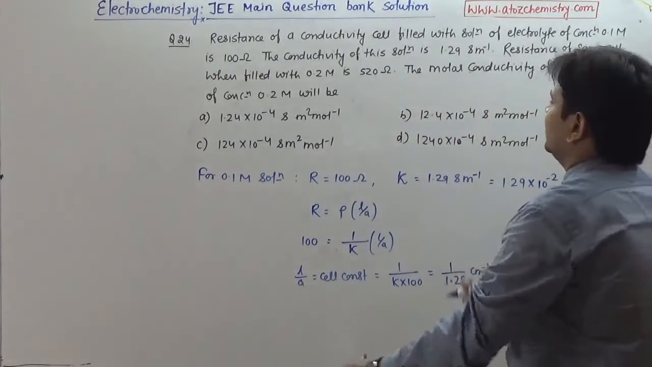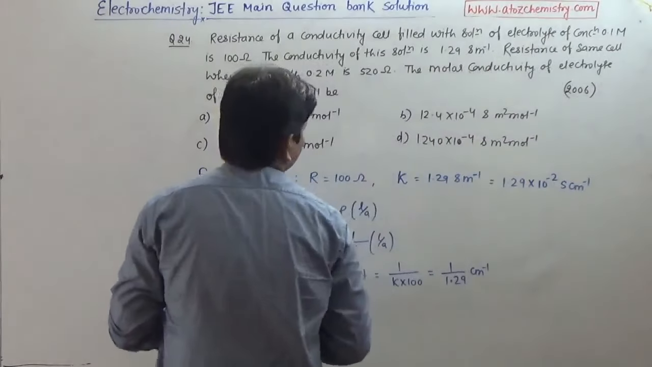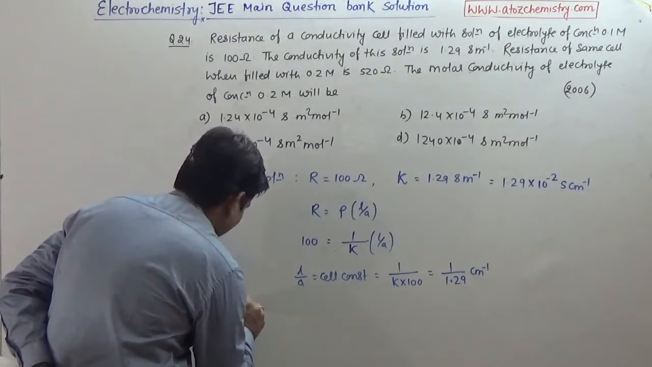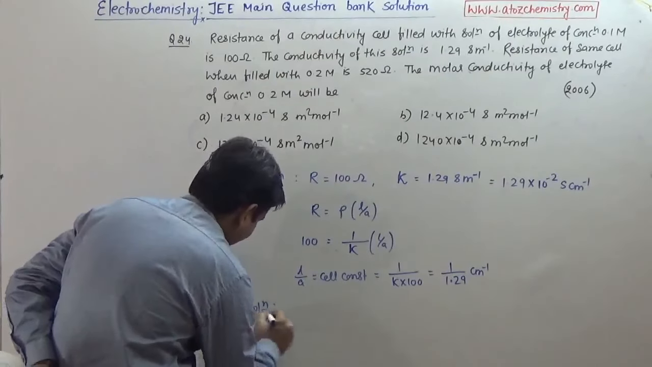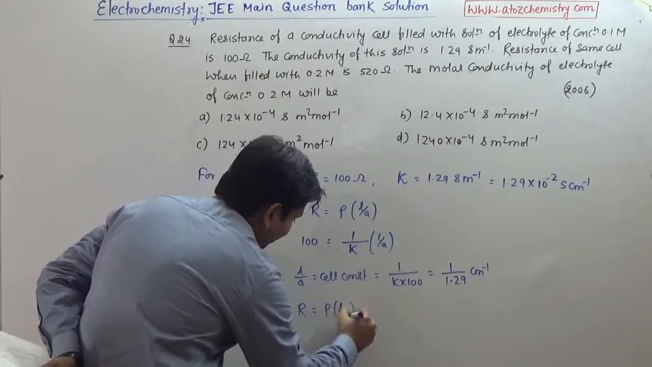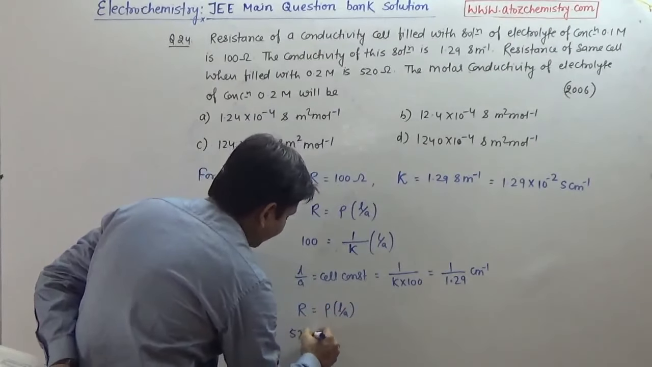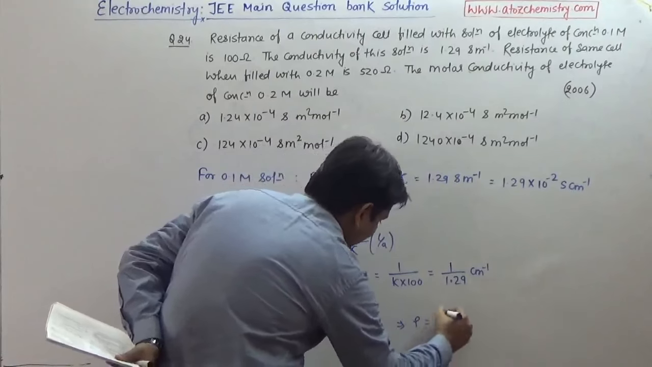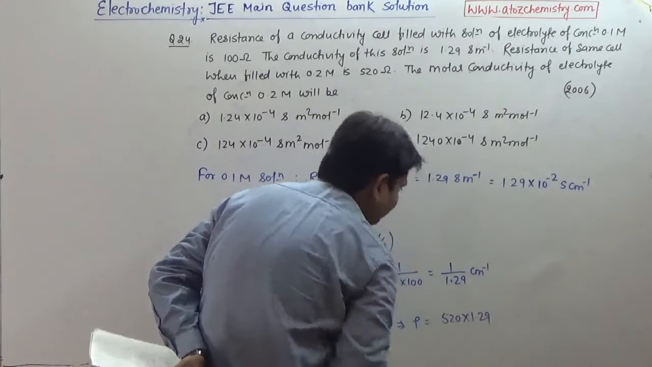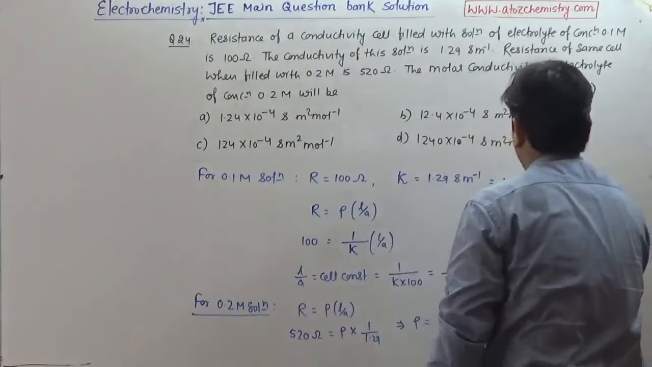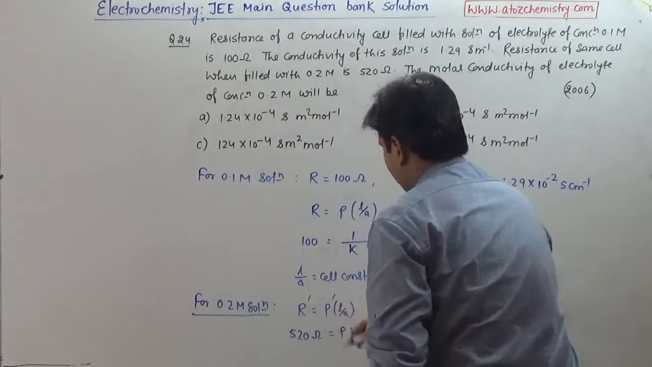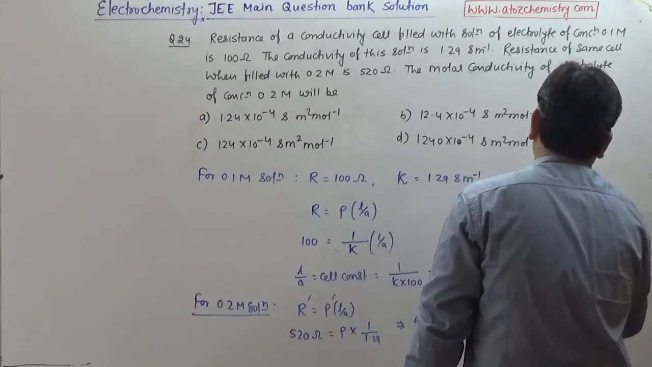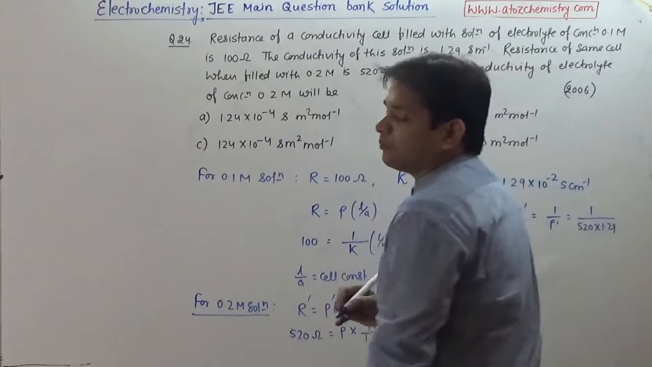Now we have to calculate for the 0.2 M solution. Again R is equal to rho L by A. Now L by A will be the same because the cell is the same, R is 520 ohm. Rho is equal to 520 into 1.29. So kappa dash, rho dash, R dash I am using. Kappa dash will be equal to 1 by rho dash, and that will be equal to 1 by 520 into 1.29.